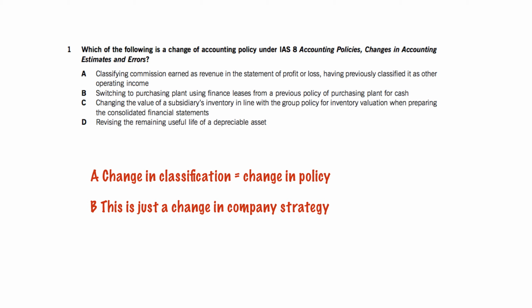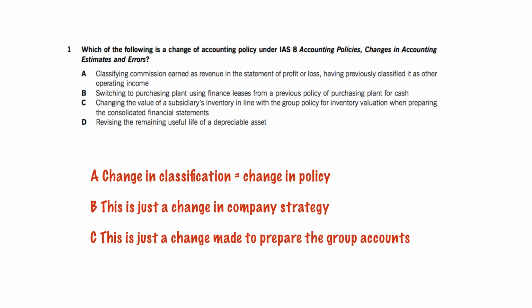So for B, that's not a change in policy, because switching to purchasing plant using finance leases, having previously used cash, isn't a change in accounting at all. It's just a change in company strategy. C, changing the value of subsidiaries inventory in line with group policy. Well, that's making an adjustment to bring it into the group. It's not a change in the actual policy for that subsidiary's accounts. So change made to prepare the group accounts.